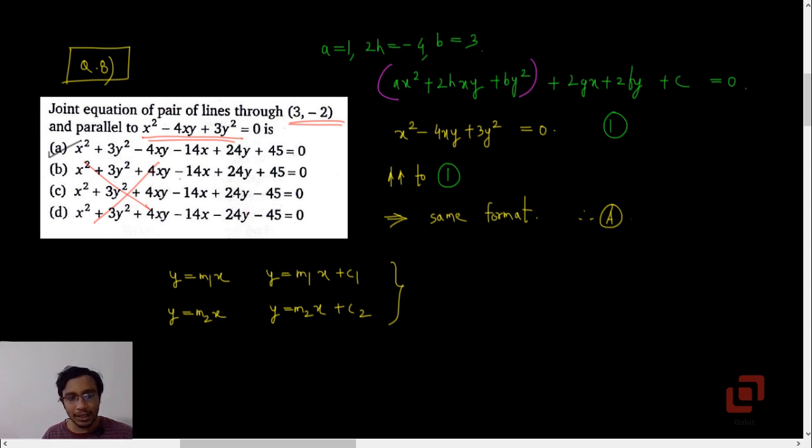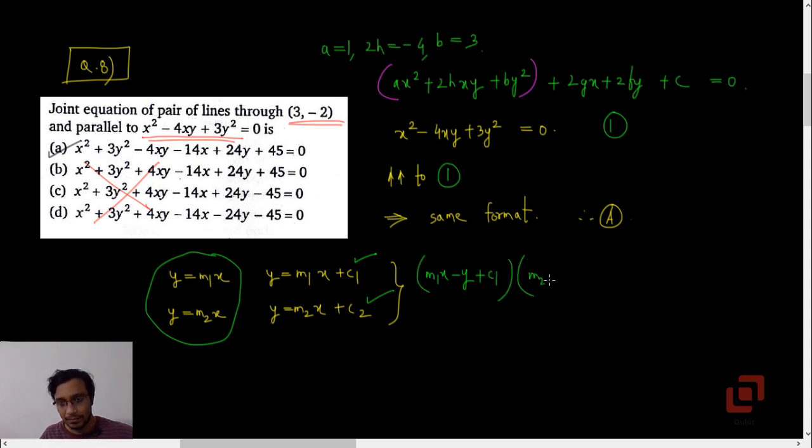In other words, if the lines passing through origin are y equal to m1x and y equal to m2x, and if we want lines which are parallel to them but do not pass through origin, then their equations are y equal to m1x plus c1 and y equal to m2x plus c2. And if you now find their joint equation, it is going to have this part as it is, m1x minus y into m2x minus y. That means if the lines are parallel, then their format is the same, and by format I mean the coefficients of x squared, xy and y squared.